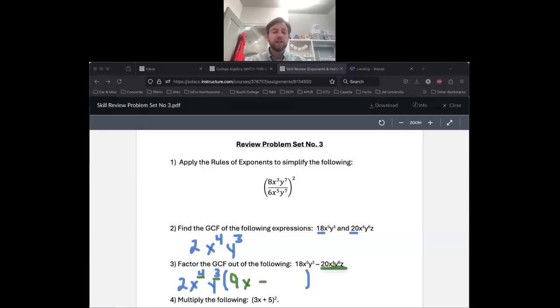And the same sort of process here. The 20 divided by 2 gives me a 10. And out of the variables, I'm going to pull 4 x's and 3 y's. So that means I'm going to pull all the x's. I'm going to pull 3 y's, leaving me with 3 left. And then I have a z hanging back. So we'll just have to do that as a z. So the answer here is 2x to the fourth, y to the third, parentheses, 9x minus 10y to the third, z.